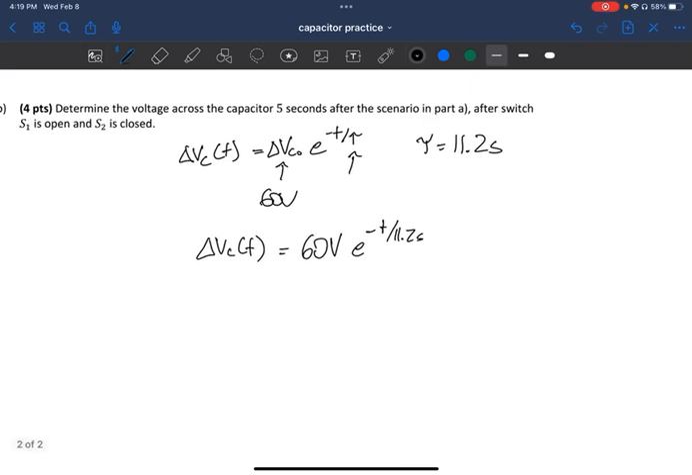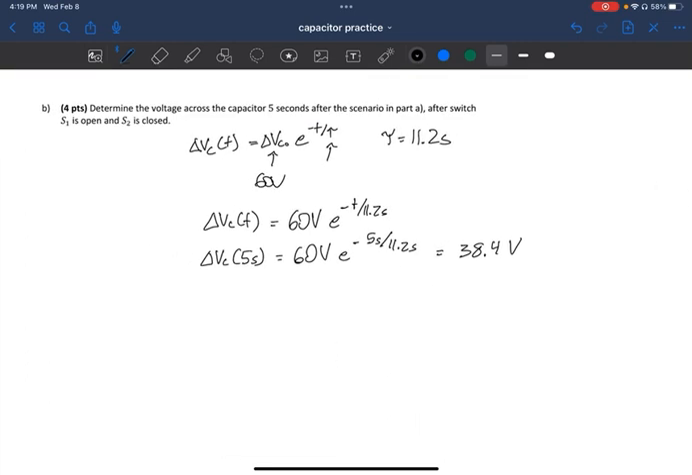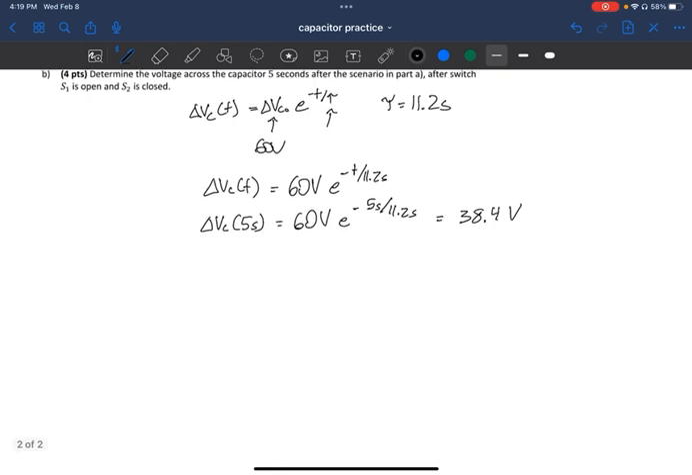We're asked, so let's solve the problem first. It asks us for the voltage across the capacitor 5 seconds after the switch is closed. So I'll just plug in 5 seconds. Delta VC of 5 seconds is equal to 60 volts times e to the negative 5 seconds over 11.2 seconds, which works out to be 38.4 volts. So after 5 seconds, the voltage across the capacitor has decayed away to 38.4 from 60.